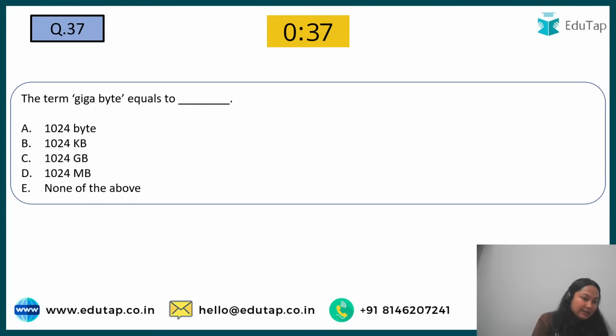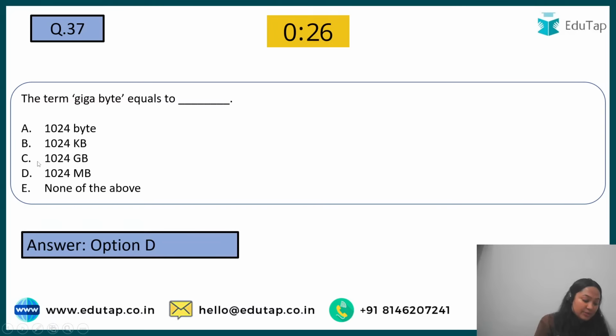So term gigabyte is equal to what? This cannot be the answer. 1024 GB cannot be the answer क्योंकि gigabyte तो हम ऊपर ही use कर रहे हैं, तो इसके अलावा what can be the answer? Yes, absolutely correct. The correct answer is option number D, 1024 MB. 1024 MB will make 1 GB. 1024 GB will make 1 TB. Okay, so this is the answer.